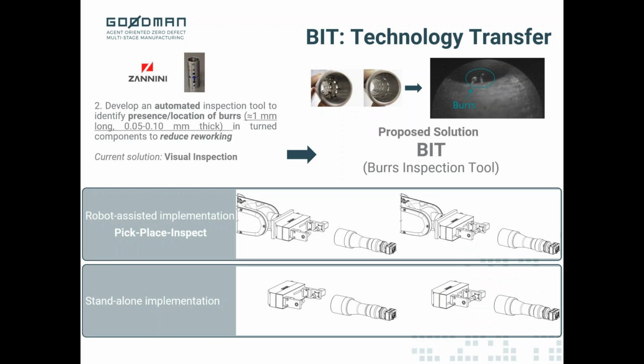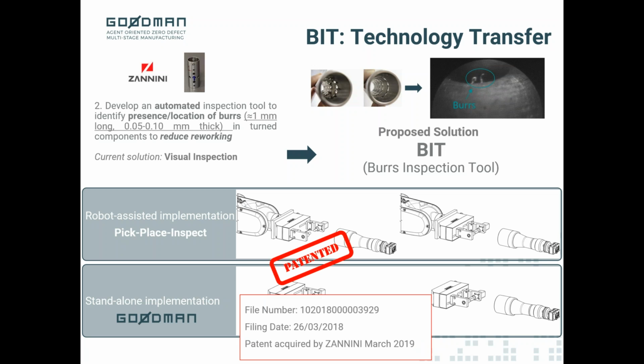The good thing of this implementation is that the implementation itself can be twofold. So we can have a robot-assisted implementation in order to perform a pick, place, and inspect operation, or it can be a standalone implementation, which is the one we implemented in the GO0DMAN project. Again, we patented this solution. We, as University Polytechnic of Marche, are co-owner of the patent together with Zanini, and the patent itself was acquired by Zanini in March 2019, so just last month.